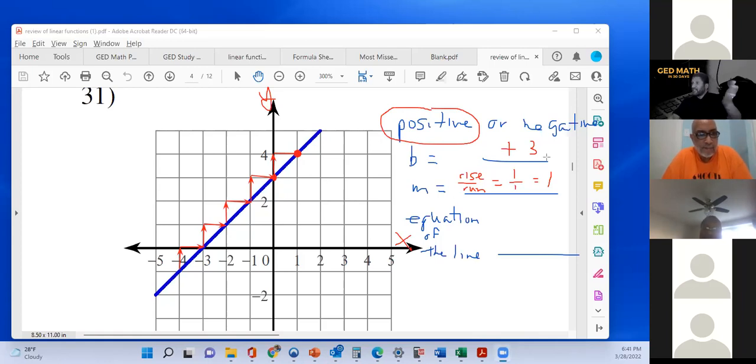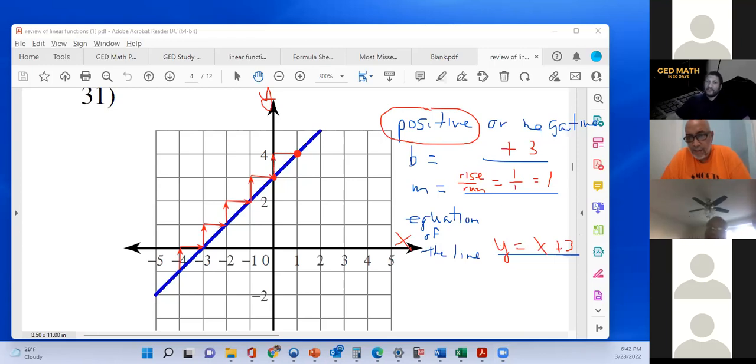Okay, so now if my slope is 1 and my y-intercept is plus 3, what's my equation of the line? Y equals 1, I mean x plus 3. Well, you said 1, but do we need that 1? No. So y equals x plus 3.